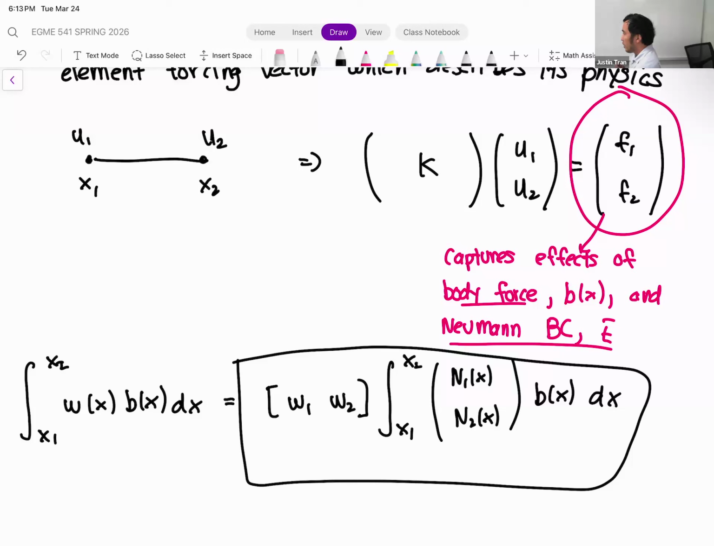Now, I put a box around this expression here because we can't really take it any further. We can't evaluate any integrals until we plug in an expression for b of x. Depending on the form of b of x, or maybe b of x just doesn't exist, maybe we don't even have a body forcing term, this expression is going to depend on the problem.